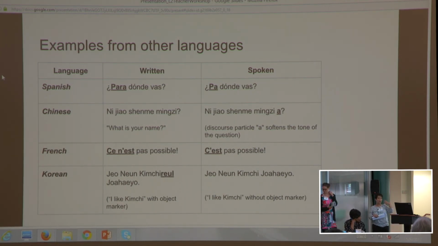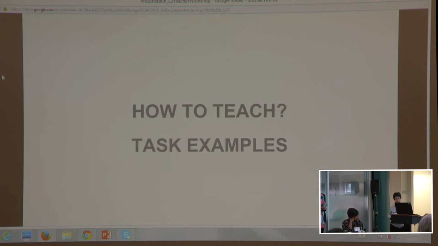When we asked some of our colleagues to briefly come up with very simple examples where there is a difference between written and spoken language, these were some examples that colleagues passed on to us. So oftentimes you have the phenomenon of words being shortened, endings being dropped, grammatical markers being omitted. I mean, Chinese was one example where actually a word is being added in spoken language. So simple examples of that nature.